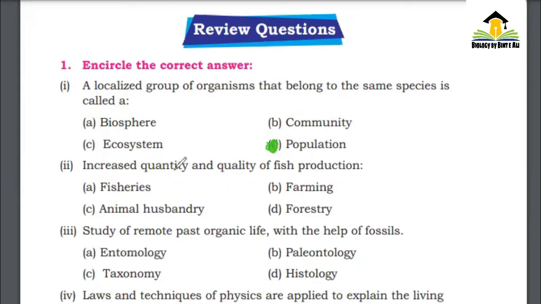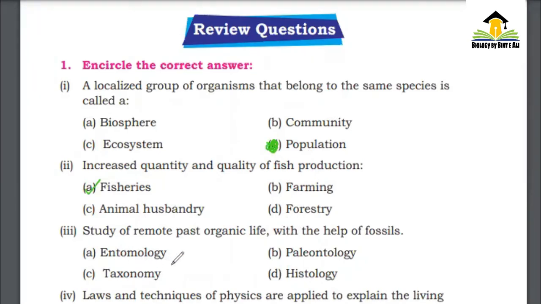MCQ number 2, increase quantity and quality of fish production: A. Fisheries, B. Farming, C. Animal husbandry, D. Forestry. The right answer for this MCQ is fisheries.